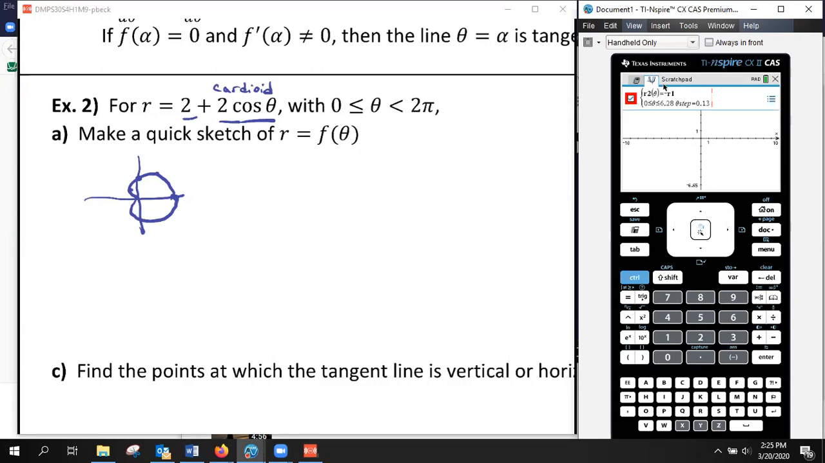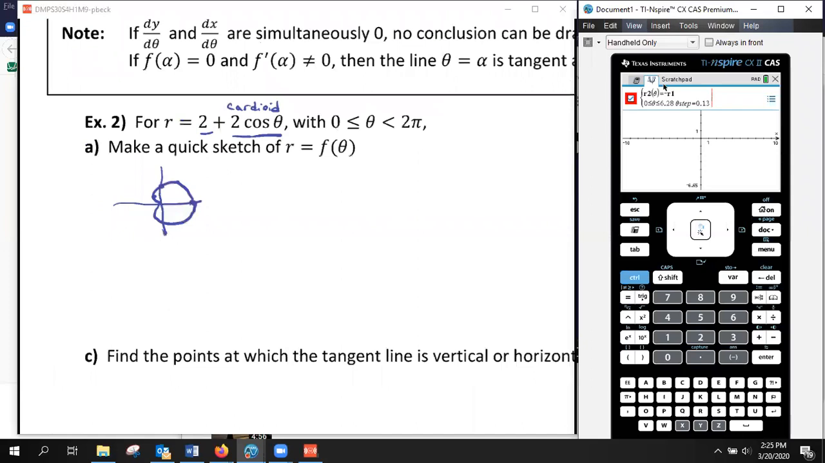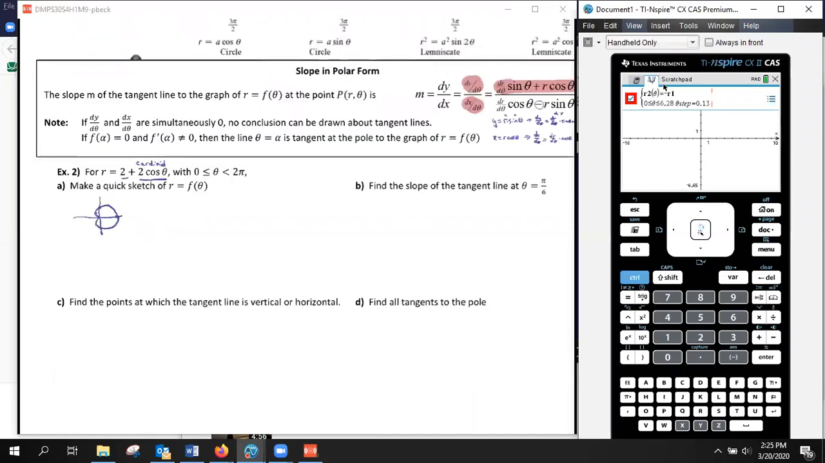And the reason why I'd like to see a quick sketch of this is I want to know what's going to occur based on the question that I'm asked. For instance, find the slope of the tangent line at theta equals pi over 6. Let me go ahead and blow this up so we can see it a little bit better. I was zoomed in a little too far. So at theta equals pi over 6, I'm looking at what would the slope right here be?